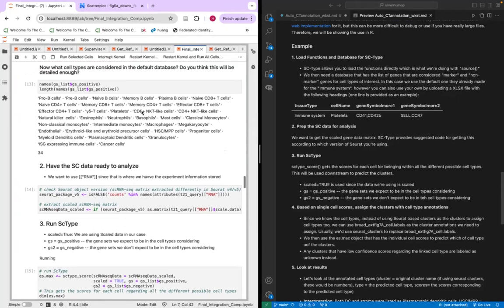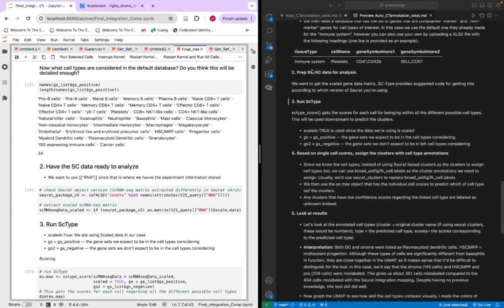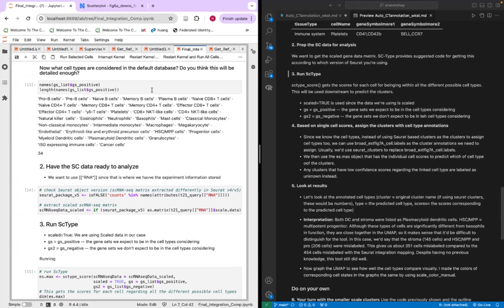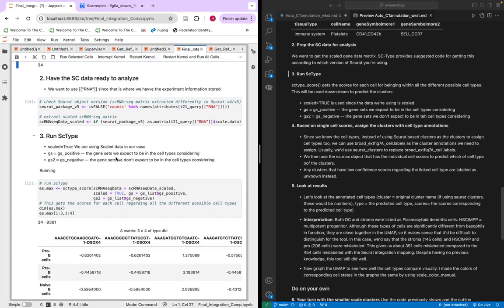And so when you scroll down, basically we have now this default database, and we can see the different cell types that they're considering. And so these are going to be the cell states that we're going to be able to map our query set to. And so next we need to prep our single cell data.